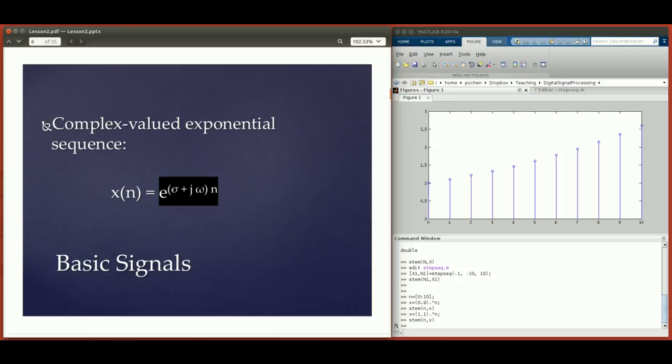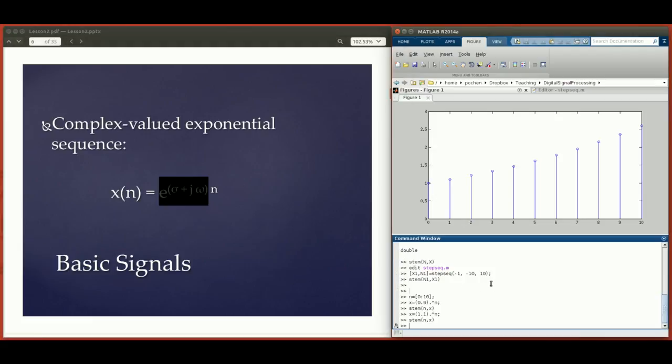But for now, let's just accept that this is some representation of a complex number, and that you're raising the whole thing, e to the sigma plus j omega, by the nth power, where n is a vector. So let's try to construct it. Let's try to construct it again.